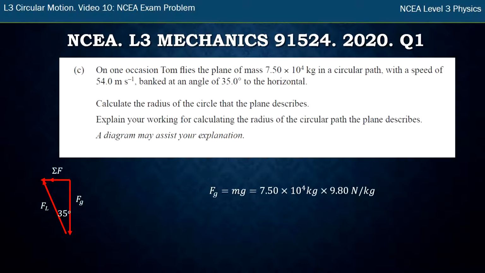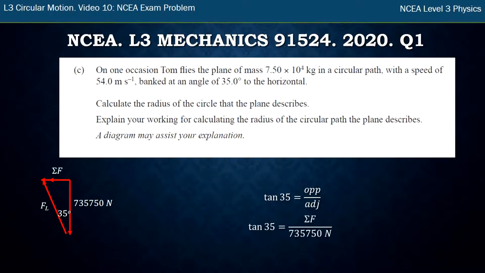First thing we do with these triangles is we've got enough information to calculate the force of gravity. So I've done that there. 7.5 by 10 to the 4 times 9.8, I guess 9.81, but I've just got 9.80. Gives me some number. I'm going to put that on my triangle. I need to find the total force, which is on the opposite side, and now I've got the adjacent, so I can use tan. And tan 35 is opposite over adjacent. My total force is the opposite, so I rearrange this formula, and this is the number I get out for total force.